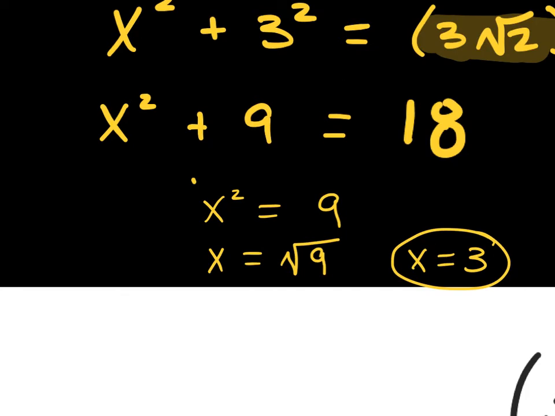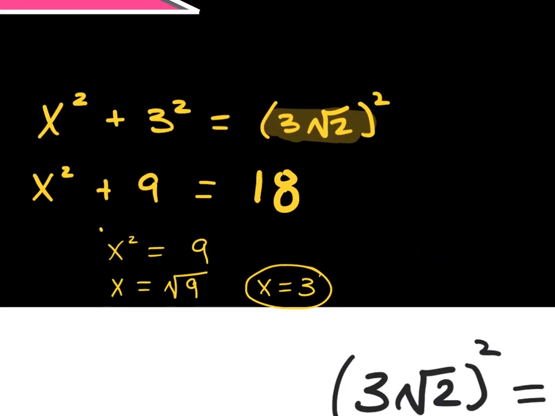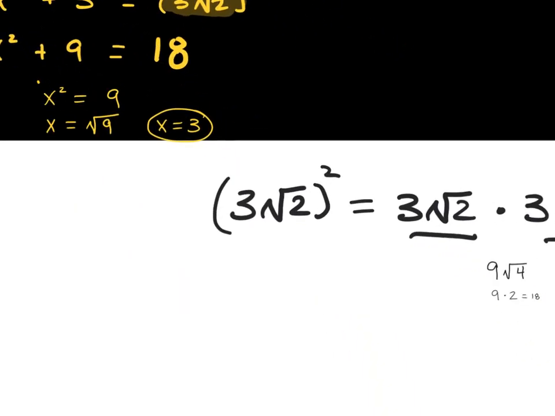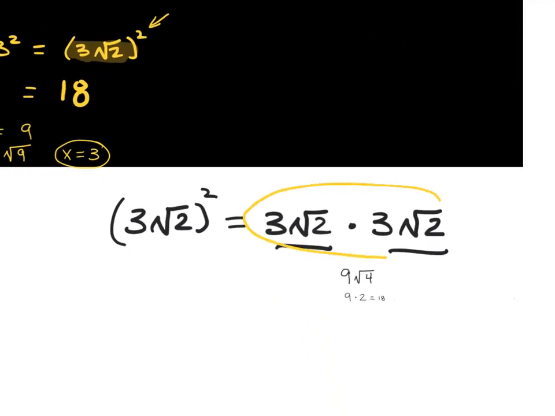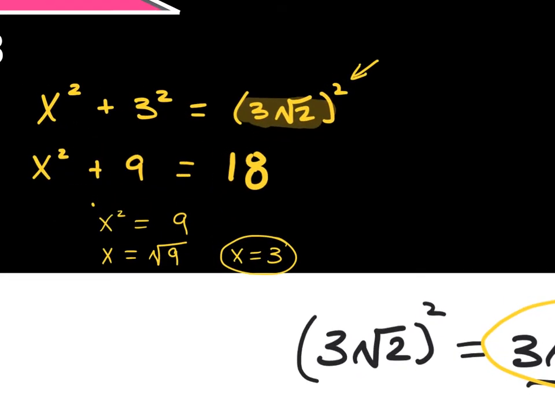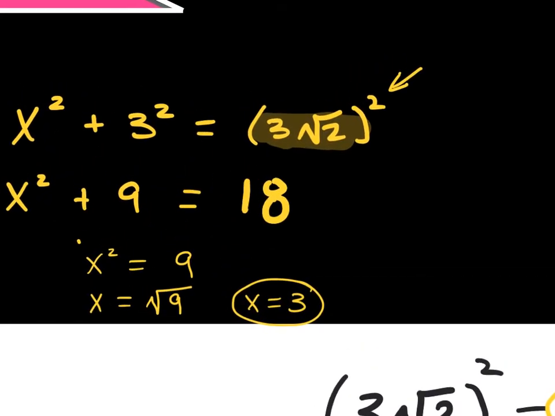Yes, ma'am? Why did we not square root the 18? We did square it here. So it was squared right there. 3 square root of 2, we squared it right here. We did that squaring, and once we did the squaring, we ended up at 18. So that's why 18 wasn't squared. It had already been squared. We don't square it again.